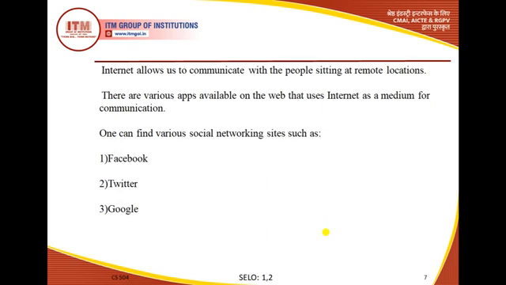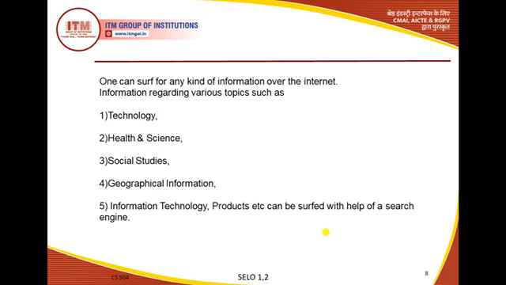Nowadays the social networking sites bring people sitting in different areas together on a common platform like Facebook, Twitter. Then Google, for example, for official meetings, Google Meet is a platform where official meetings can be carried on. So these are certain key areas where the internet finds its wider application.